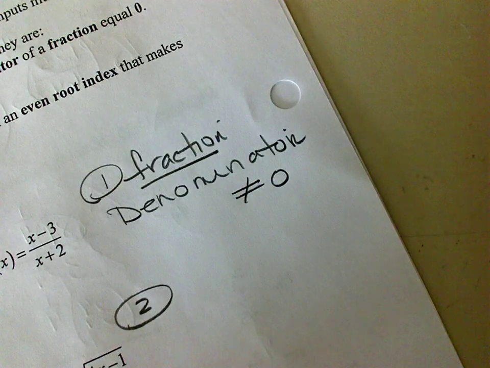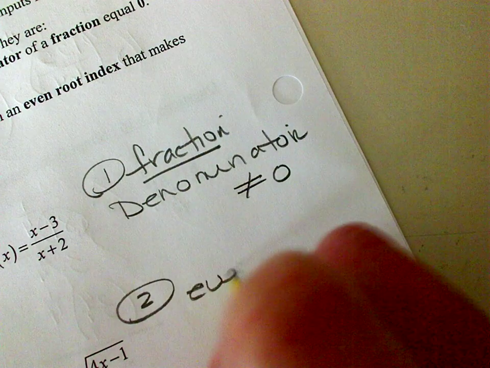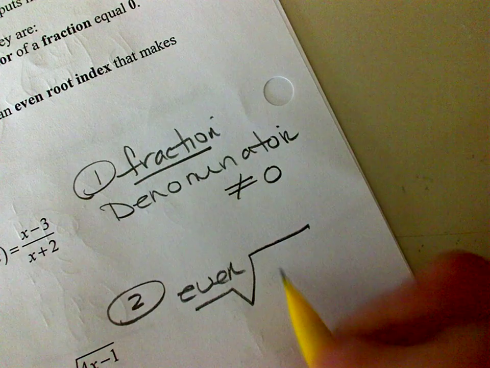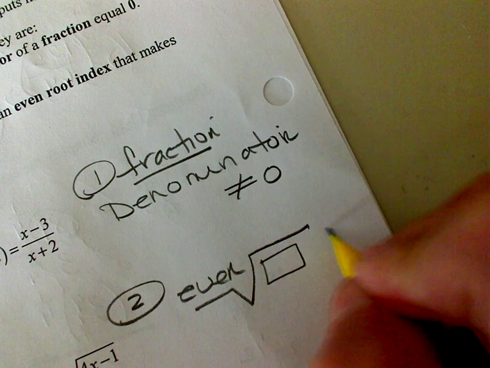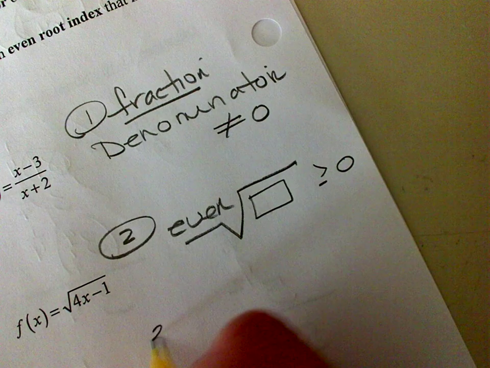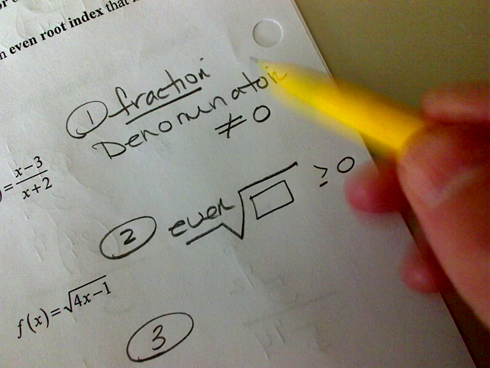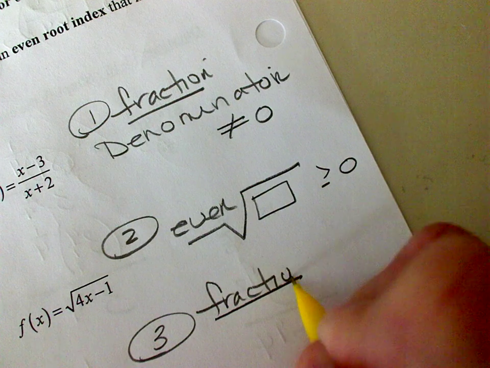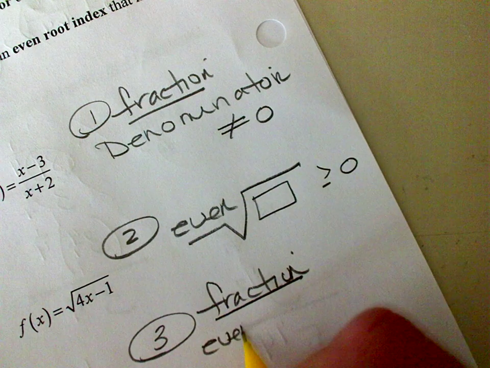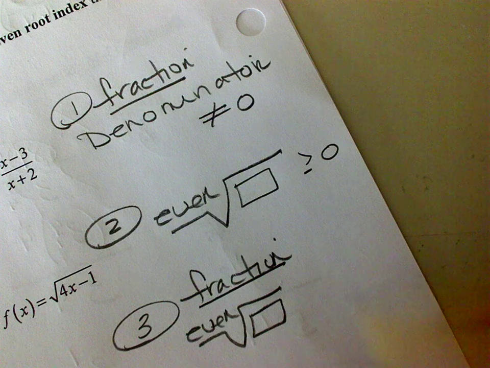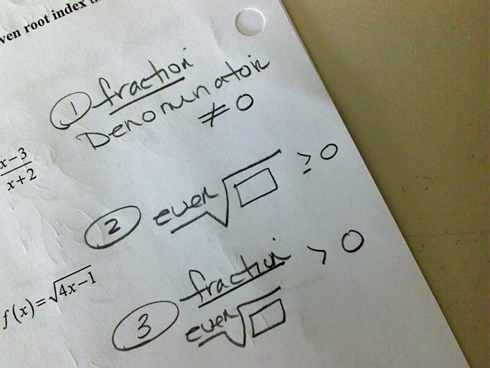Second thing you want to look for is if you have an even root radical. If you do, then the stuff underneath must be greater than or equal to 0. The third thing you want to look for is if you have both of these together. So if you have a fraction and an even root radical in the denominator, the stuff underneath must be greater than 0.